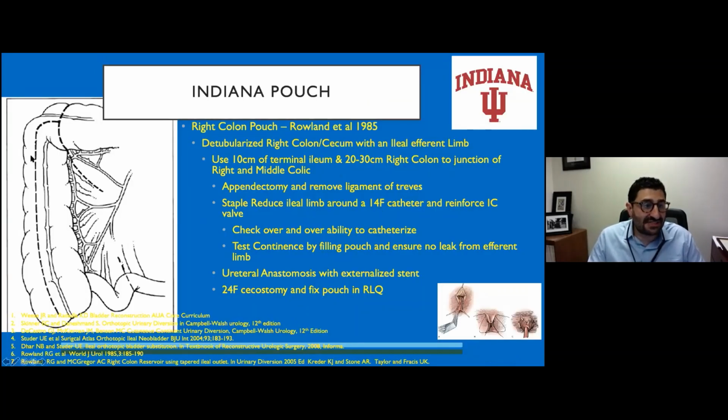And here's just showing the incision. You then do an ileocolic anastomosis, similar to your ileal anastomosis. Staple reduce this ileal limb as a catheterizable channel, and then can put some Lembert sutures at the ileocecal valve to reinforce. You want to test the continence mechanism before bringing up this limb to make sure that it is going to be continent, and also test catheterization multiple times before pulling it up through the abdominal wall, as well as after pulling it up, to make sure that the catheter passes easily. Because if you can't catheterize it intraoperatively, the patient's not going to be able to catheterize it themselves.